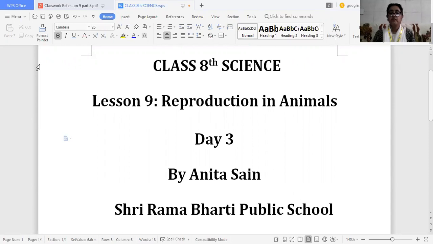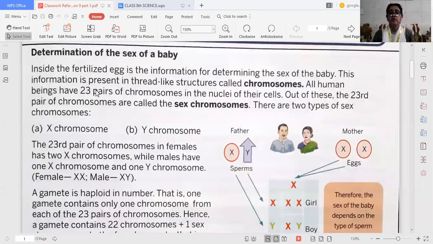Today I will explain a few topics from reproduction in animals. So let's start. Today we will start with the determination of the sex of a baby. Inside the fertilized egg is the information for determining the sex of the baby. And this information is present in thread-like structures. What are these thread-like structures? They are known as chromosomes, and these chromosomes are present in the nucleus.